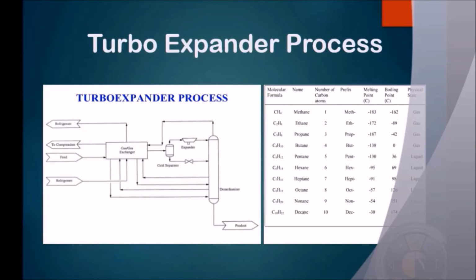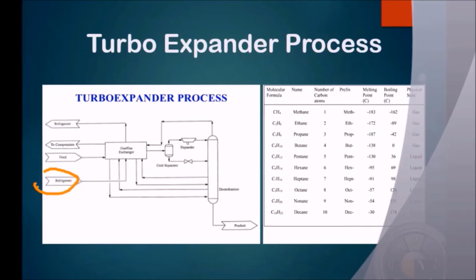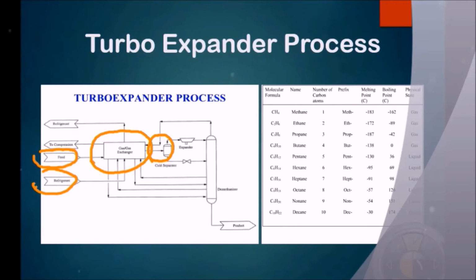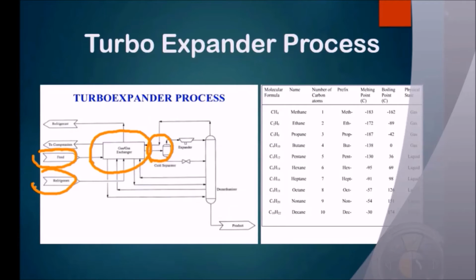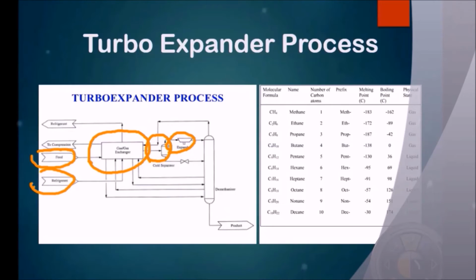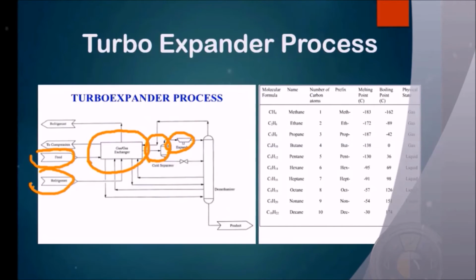This is the diagram for the turbo expansion process. In this process, external refrigerant is used to cool the gas stream, which occurs in the gas exchanger. The purpose of the cool separator here is to prevent the liquid stream from entering the turbo expander. The turbo expander is designed to sharply drop the pressure of the vapor, which will cause an extreme temperature decrease of the gas stream. The cold gas stream enters the cryogenic tower.